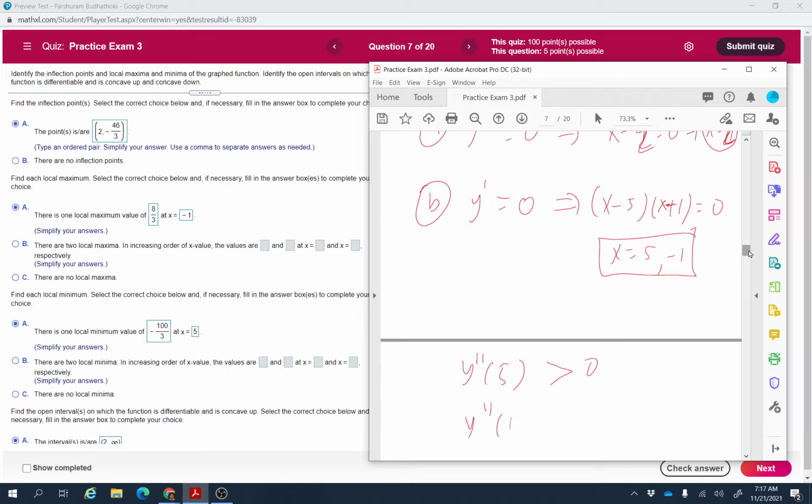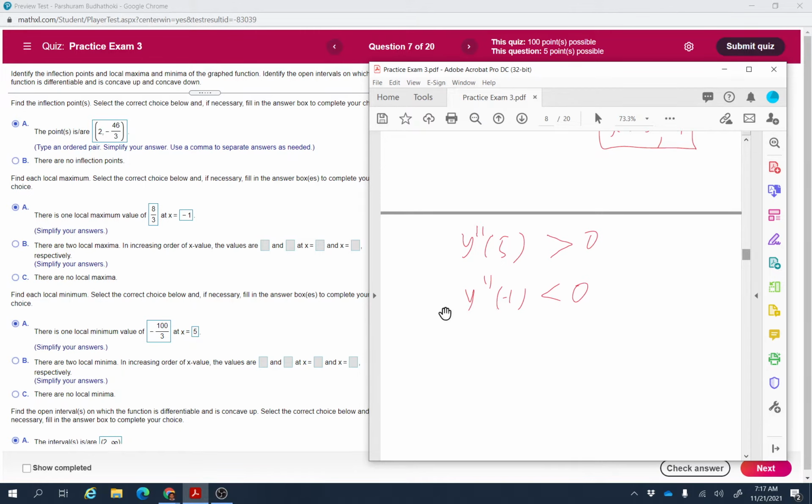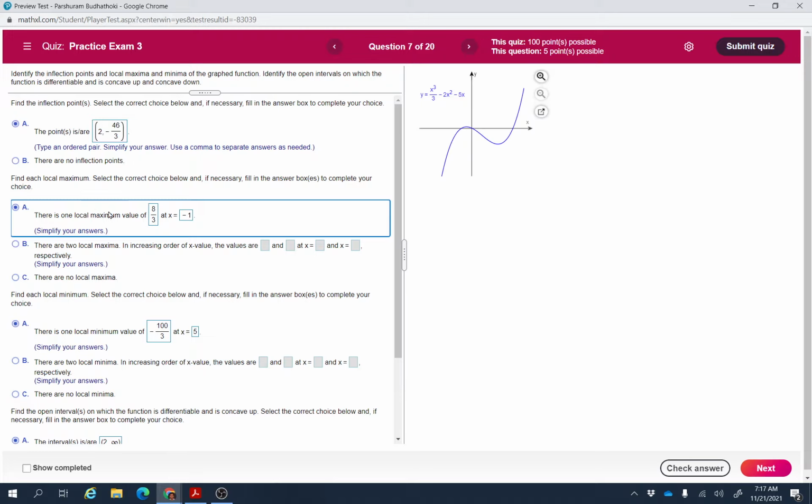Second derivative at 1, negative 1, that would be negative. The meaning is, by using the second derivative test, we can say that at 5 the function has a local minimum, and at negative 1 the function has a local maximum. That's why I can answer here the local maximum value occurs at x equal to negative 1, and the value itself is, just plug x equal to negative 1 in the given function, just replace x by negative 1, that will give you y is 8 over 3.